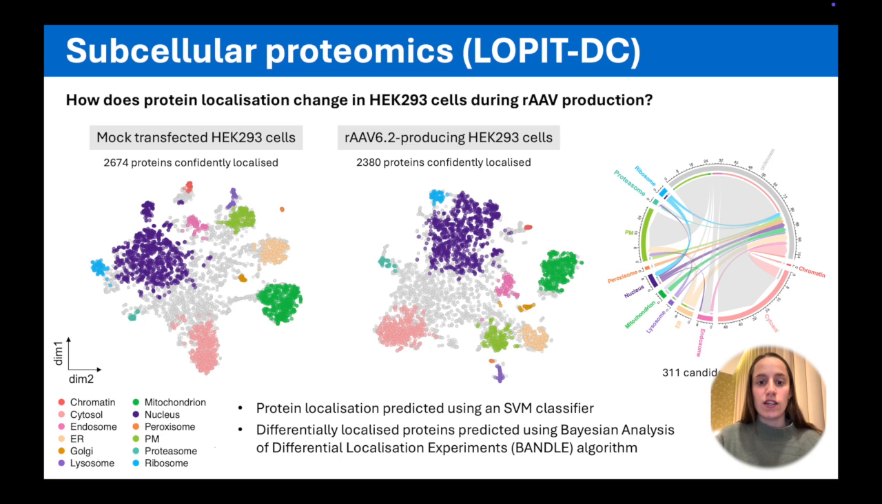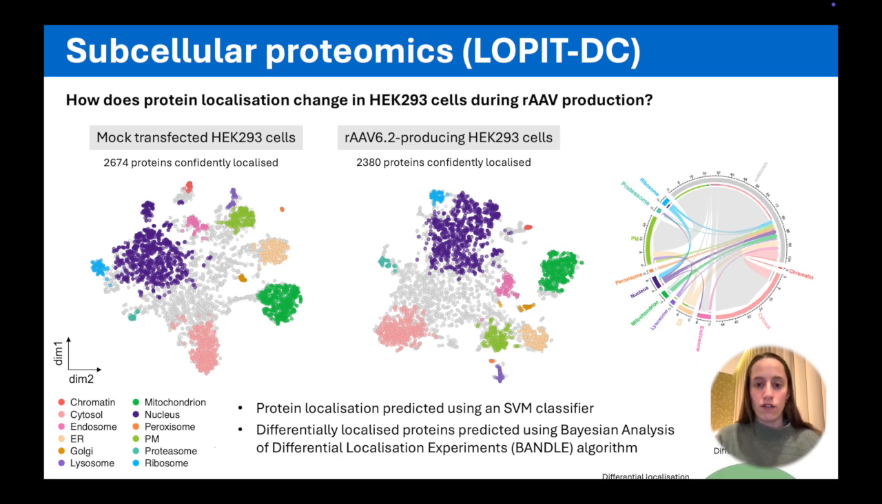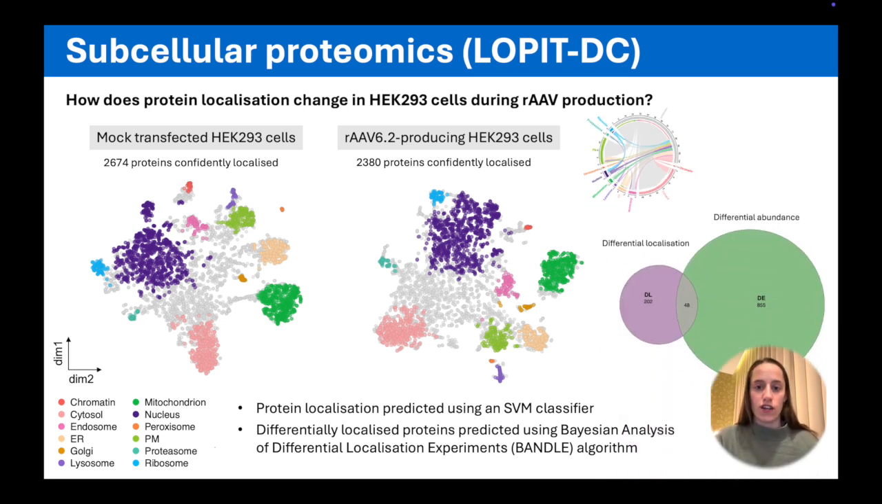And interestingly, these proteins only had a small overlap with proteins that showed significant changes in their abundance, showing that changes in protein localization and abundance are actually orthogonal regulation methods within the cell during AAV production.